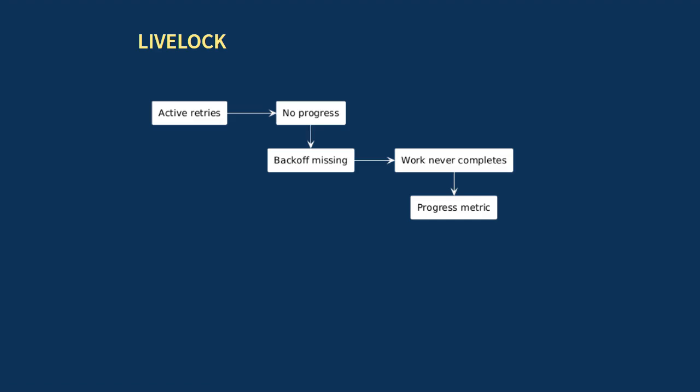Livelock is different from deadlock. The system is busy, but it is not getting anywhere. You may see retries, backoffs that are too weak, or actors constantly changing state without ever completing the work. That is uncomfortable because activity can fool people into thinking the system is healthy. The thing to measure here is progress, not motion, and that is why a progress metric matters.